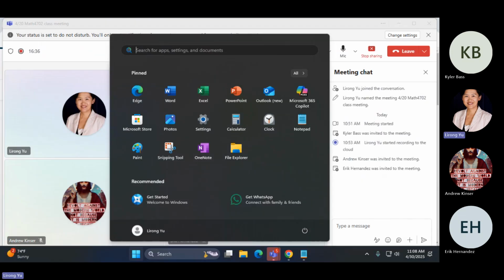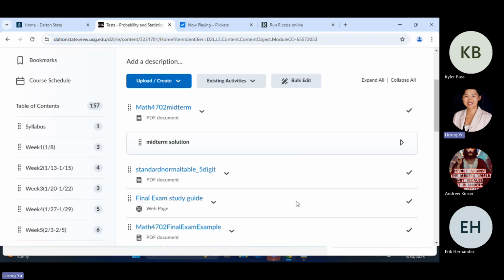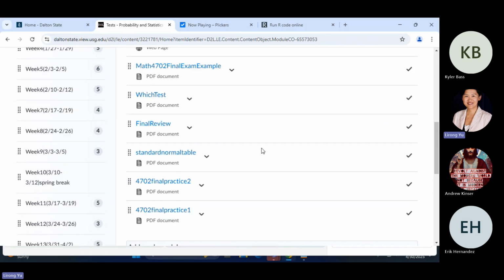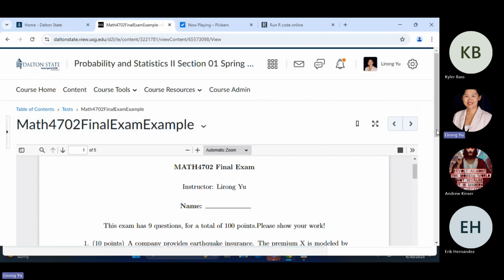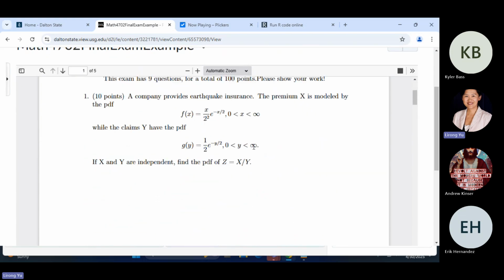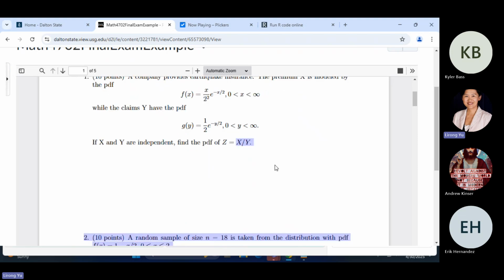All right, so I'll go ahead and work on those practice questions. This set is an example which follows closely the final exam study guide. First question: given two distribution functions, you can come up with the distribution of X over Y. You know the distribution for X and the distribution for Y, and let's find the distribution of X divided by Y. That's one of the questions we studied in section 5.2.